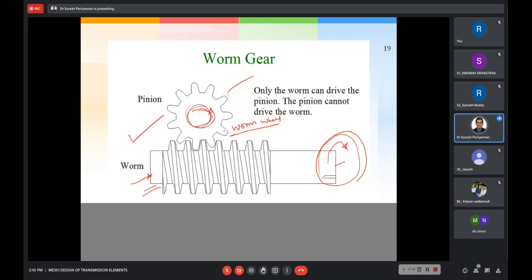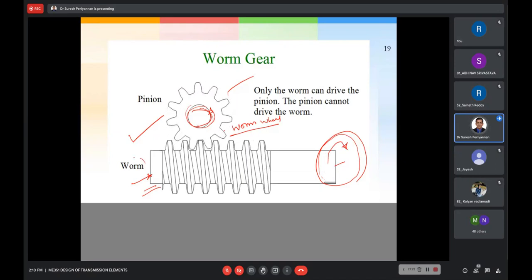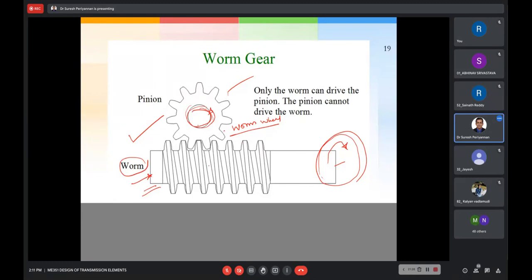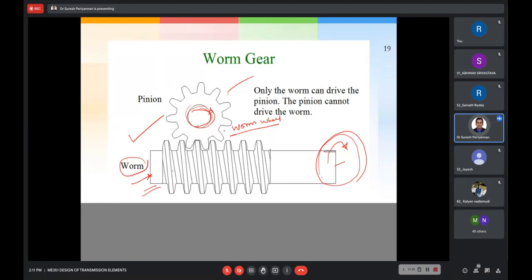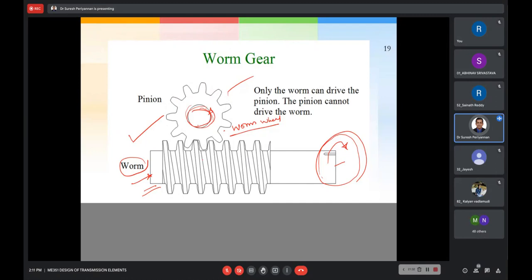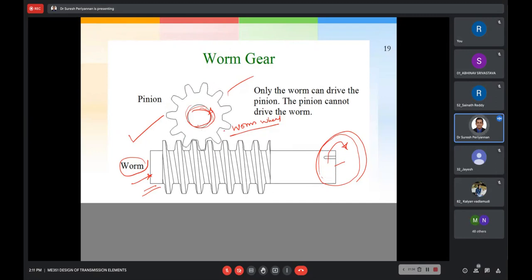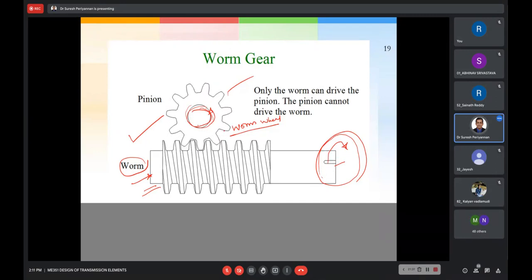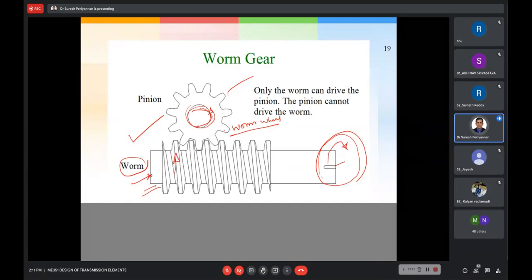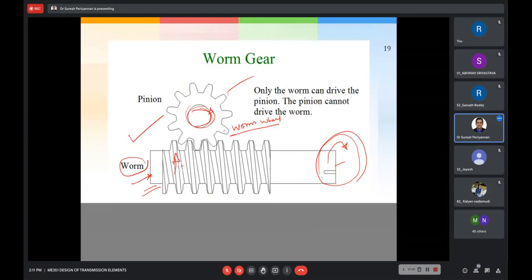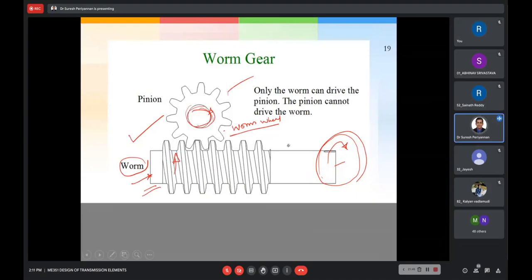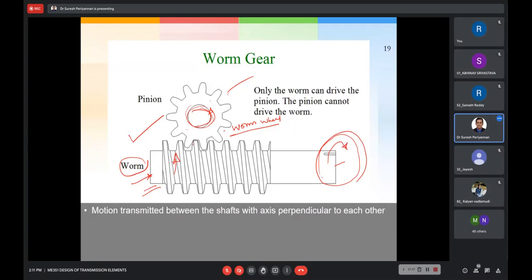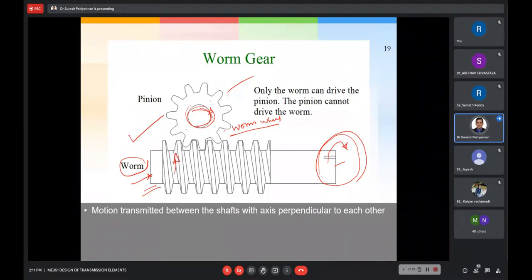Okay. The worm gear here, the worm imposes the high thrust load, while the worm wheel imposes the high radial load on the shaft. This is the worm, which imposes the high thrust load, while the worm wheel imposes the high radial load on the shaft.